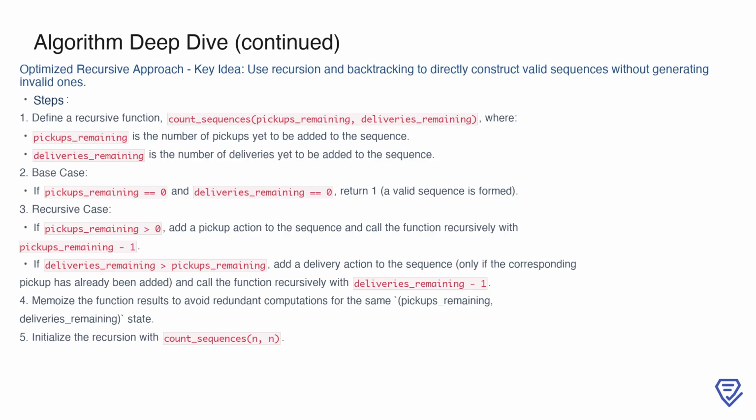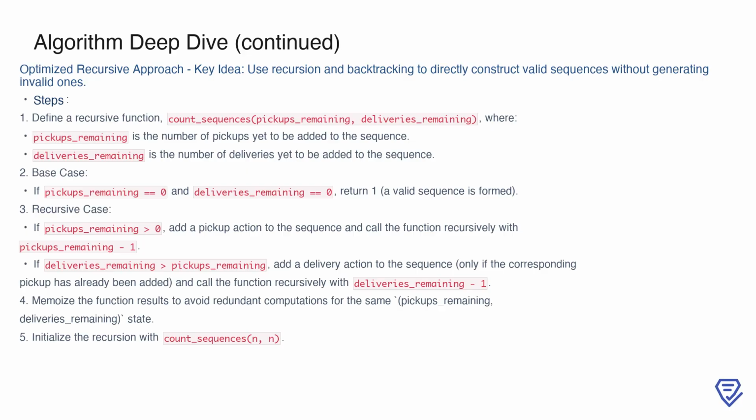The base case for this function occurs when no pickups or deliveries remain, meaning we've formed a valid sequence and can return one. In the recursive case, if pickups are still available, we can add a pickup to the sequence and recurse with one fewer pickup. For deliveries, we can only add a delivery if its corresponding pickup has already been added. This ensures validity. This is checked by ensuring deliveries_remaining is greater than pickups_remaining before adding a delivery and recursing.